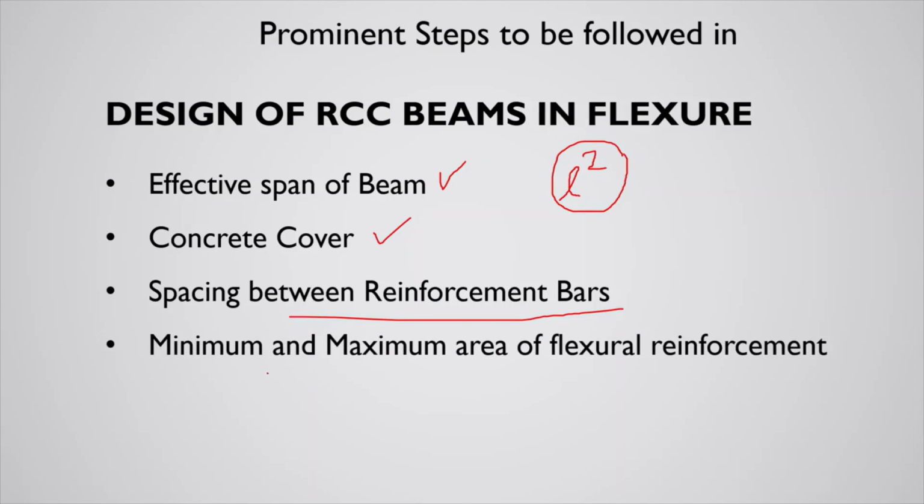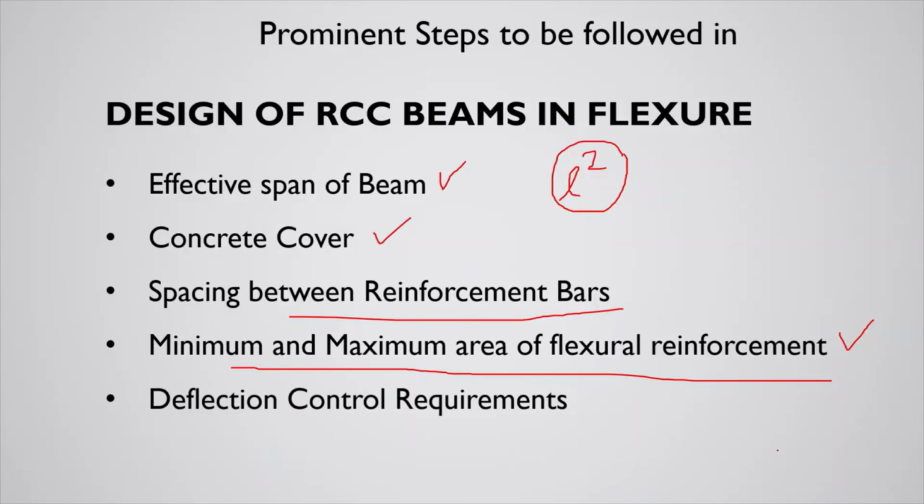Then we will have to discuss the minimum and maximum area of flexure reinforcement. Here code will be pointing out some limits, that means what is the minimum area of steel which we can provide, as well as what is the maximum area limit of flexure reinforcement. Later on we will be going to discuss the deflection control mechanism, that means how the deflection can be controlled in case of designing any RCC beam section.